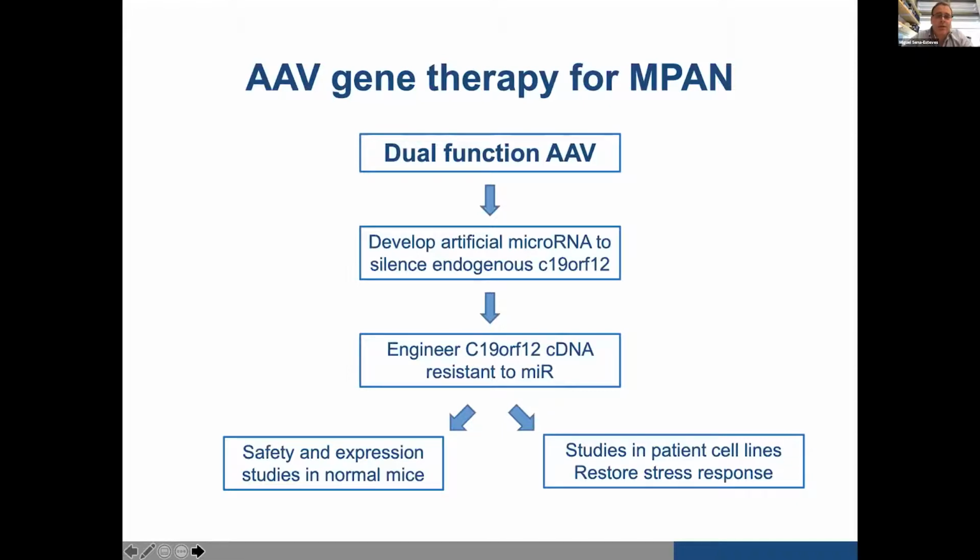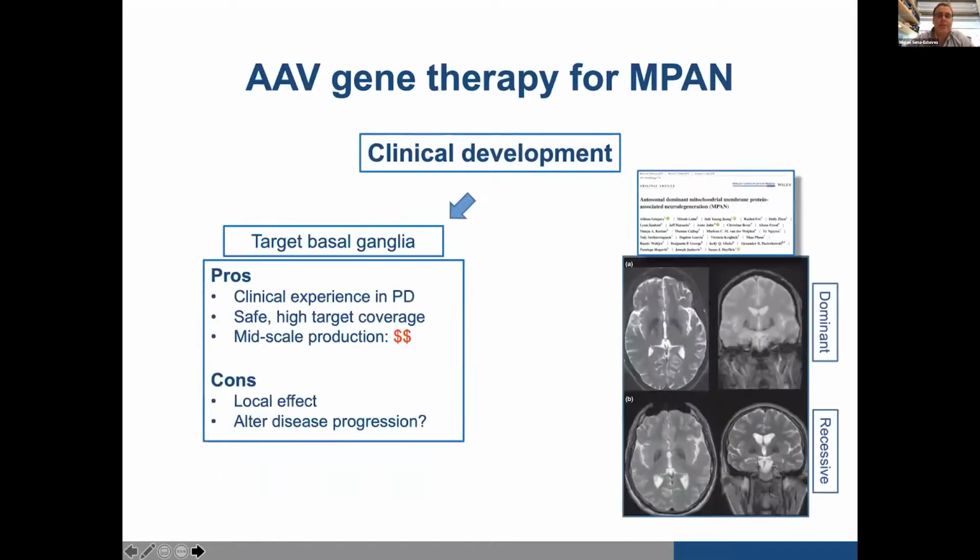And essentially, you then conduct safety studies in normal mice, and move on, accompanied at the same time by studies in patient cell lines to restore stress response, given that at the moment we don't have a mouse model where to actually test the function and therapeutic efficacy. This is not necessarily a major limitation to development of a clinical program.